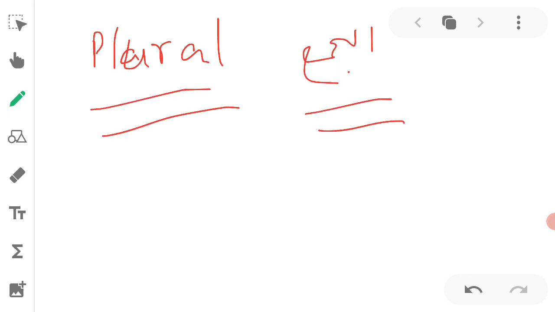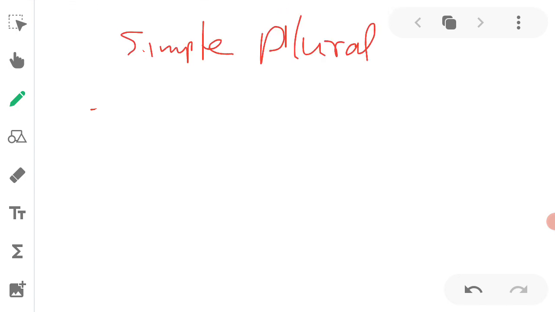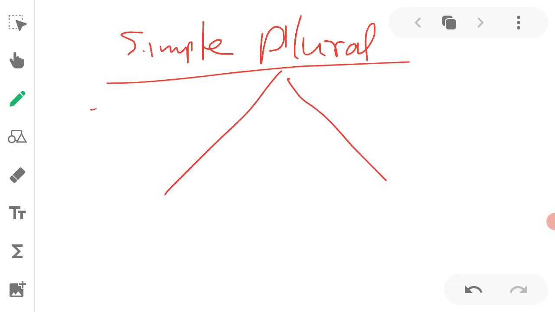And we differentiate between these types because they are useful in learning syntax rules and also other things. Okay, now the simple plural actually is itself divided into 2 types. One is called al-jam'.